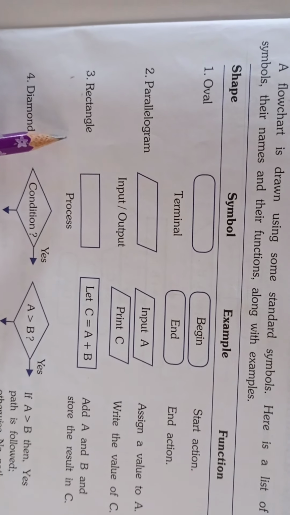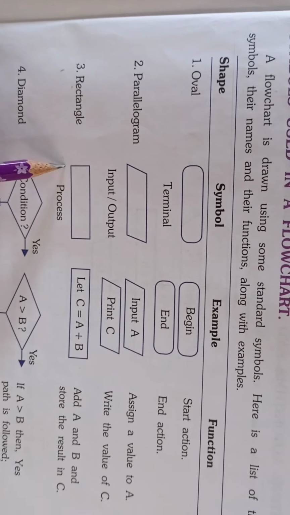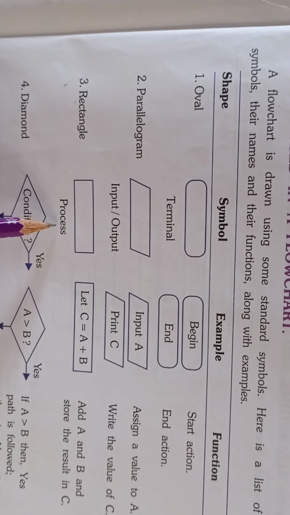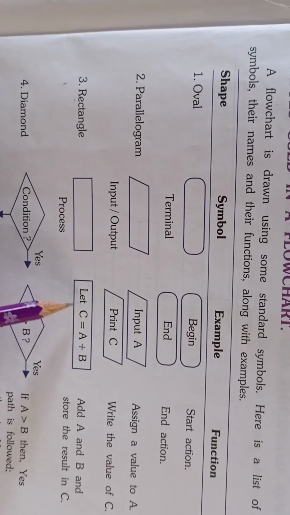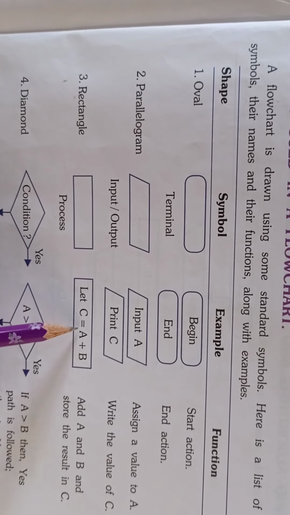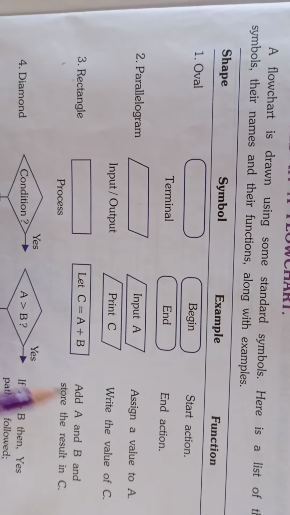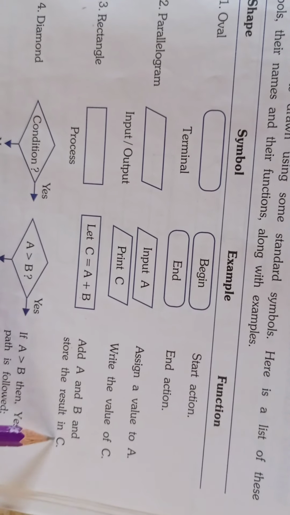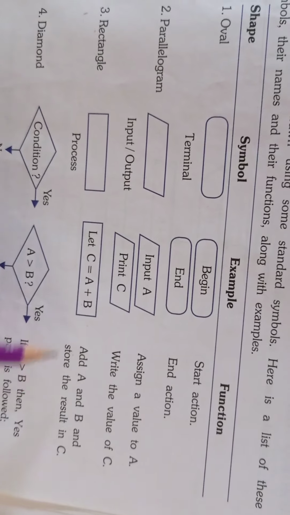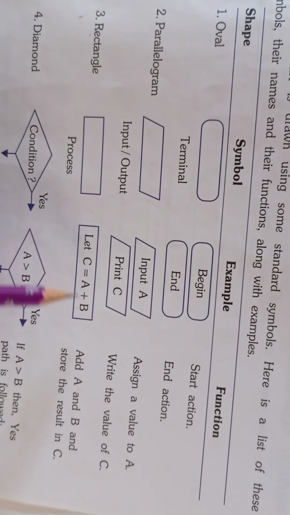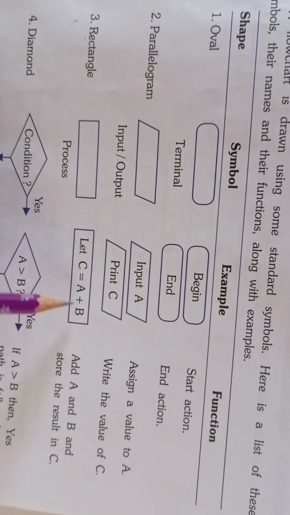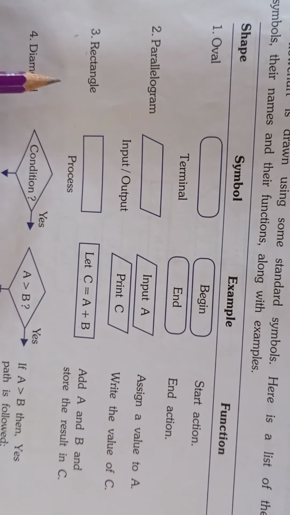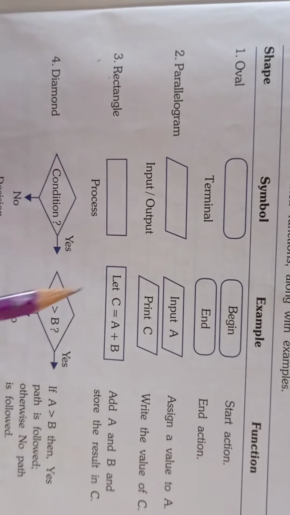The third one we have is the rectangle. You can see this is the rectangle here. This is known as the process symbol. You can see the example of the process symbol: C is equal to A plus B. What is the function of this? Add A and B and store the result in C. So when in our flowchart we have this kind of sum, when we do some calculation or any such process, we will do it in the process symbol only.